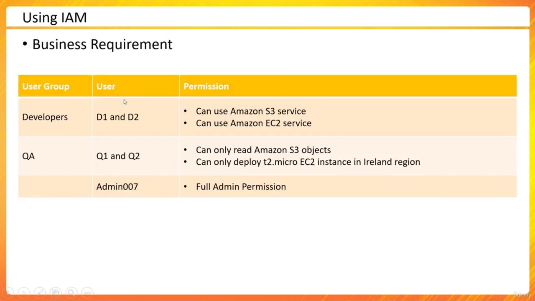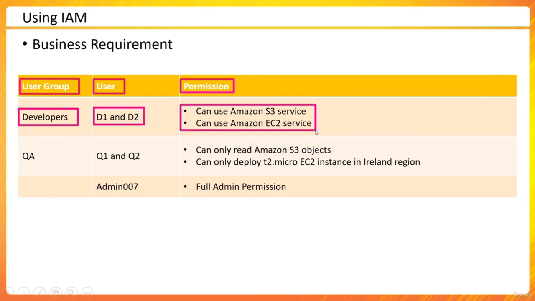Now let's go ahead and talk about how we would use IAM as a service. For that, I want to go with a simple business requirement. Let's say we just have a new AWS account, and we are given a task that we have to set up some user groups, set up some users, and associate some permissions with them. The user group is a developers group that would have two users called D1 and D2. They can use the Amazon S3 service and the Amazon EC2 service. That is what my developers are allowed to do.